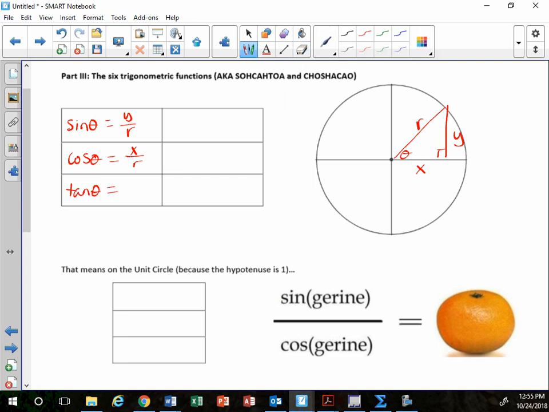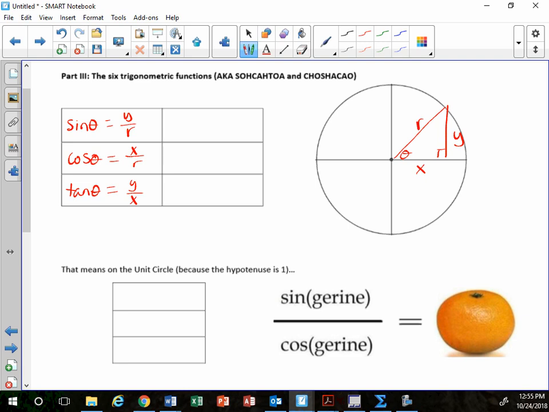So what's tangent of theta going to equal? Y over X. So guys, that should have been a review, but I'm a little concerned that it's not. Okay, all right, then we've got to think about the reciprocals of this.